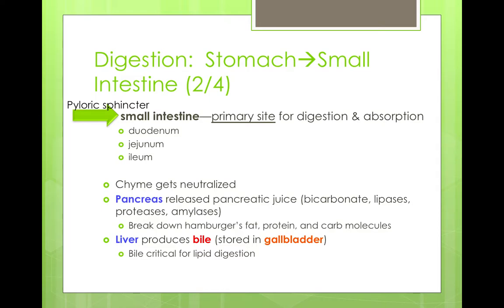The pancreatic juice also contains lipases, proteases, and amylases to break down larger fat, protein, and carb molecules from the hamburger. At the same time, bile that is produced in the liver but stored in the gallbladder is released for critical lipid digestion.